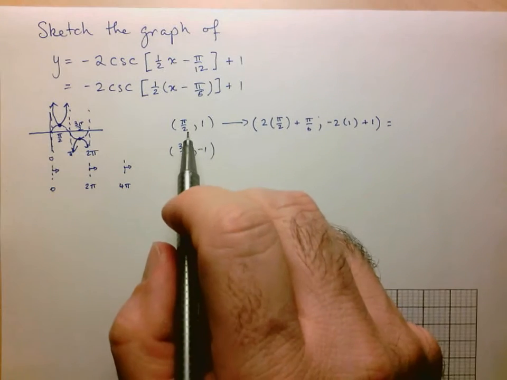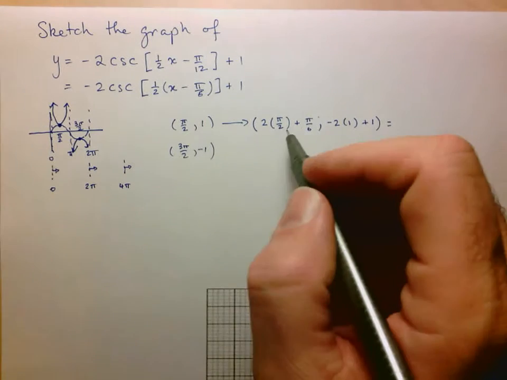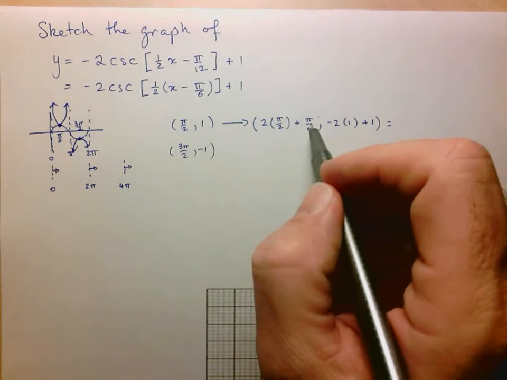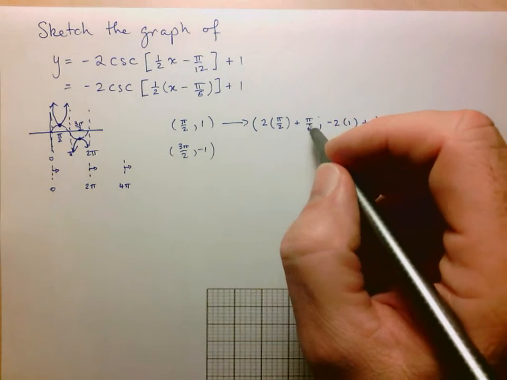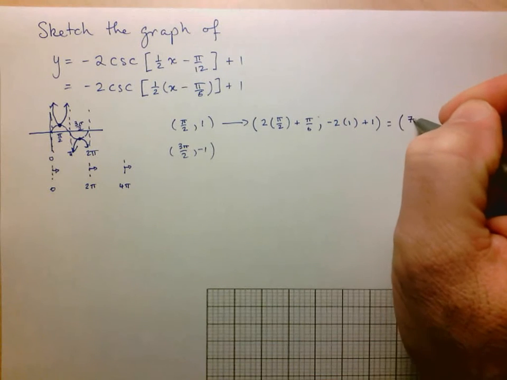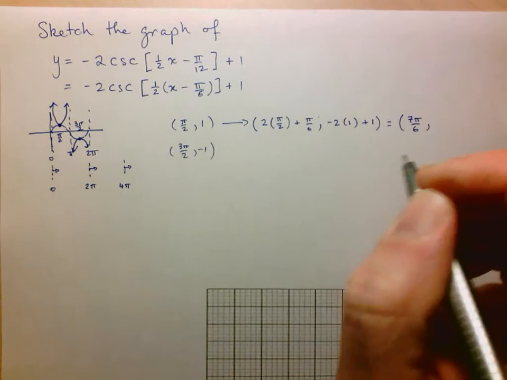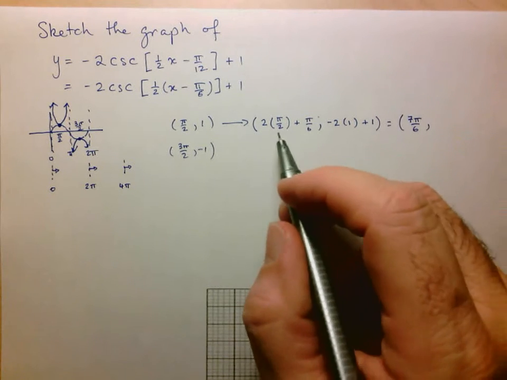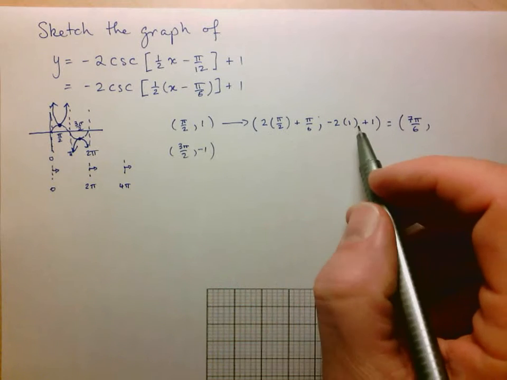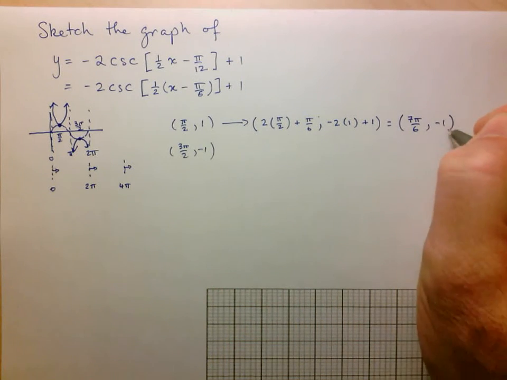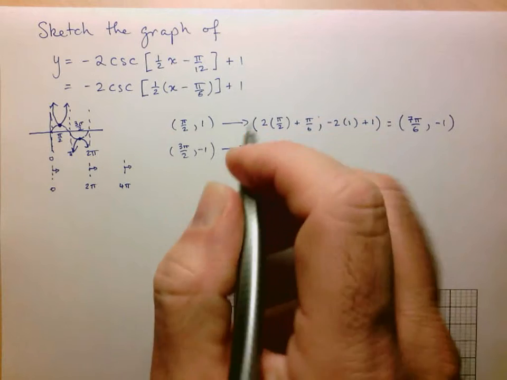So this point here is going to get transformed too. This is just going to be pi plus pi over 6. So 6 pi over 6 plus 1 pi over 6 is going to be 7 pi over 6. See how I'm using that trick of working with a common denominator. And here -2 plus 1 is -1. There's my first point.